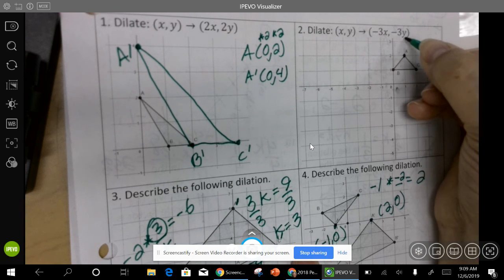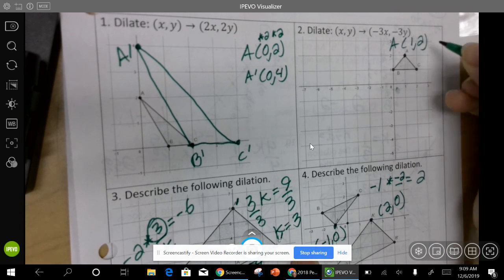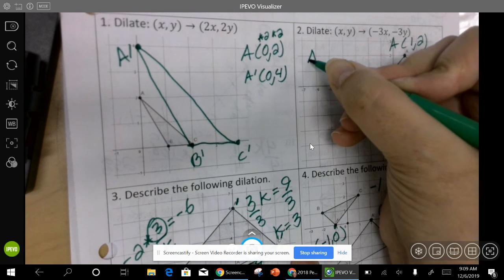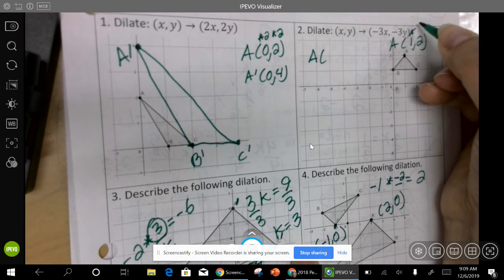So A is at 1, 2. I'm going to multiply each of the points by, sorry, times -3.